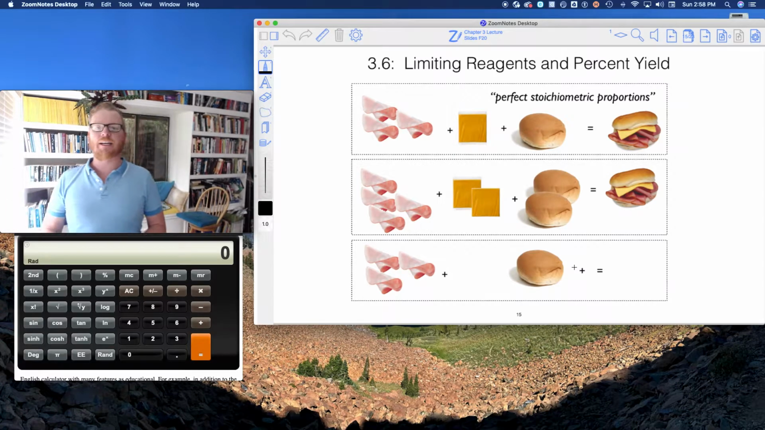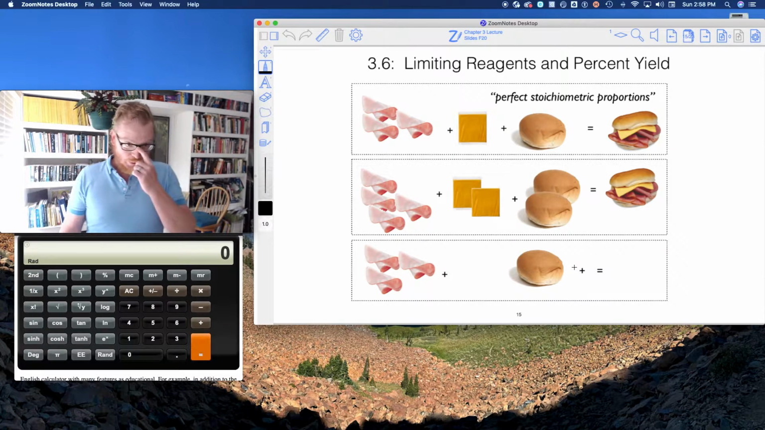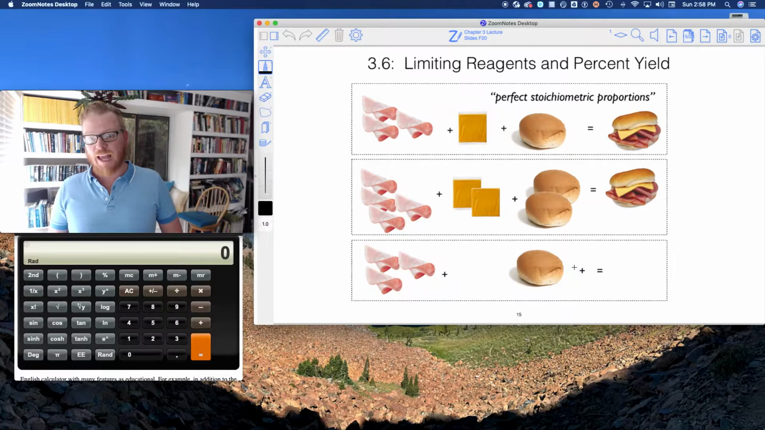So let's talk about the limiting reagent. And to set up the limiting reagent discussion, let's pretend we're making ham and cheese sandwiches, okay? And let's suppose Gordon Ramsay tells us that to create the perfect ham and cheese sandwich, we need exactly 3 pieces of ham, 1 piece of cheese, and 1 bun, okay?